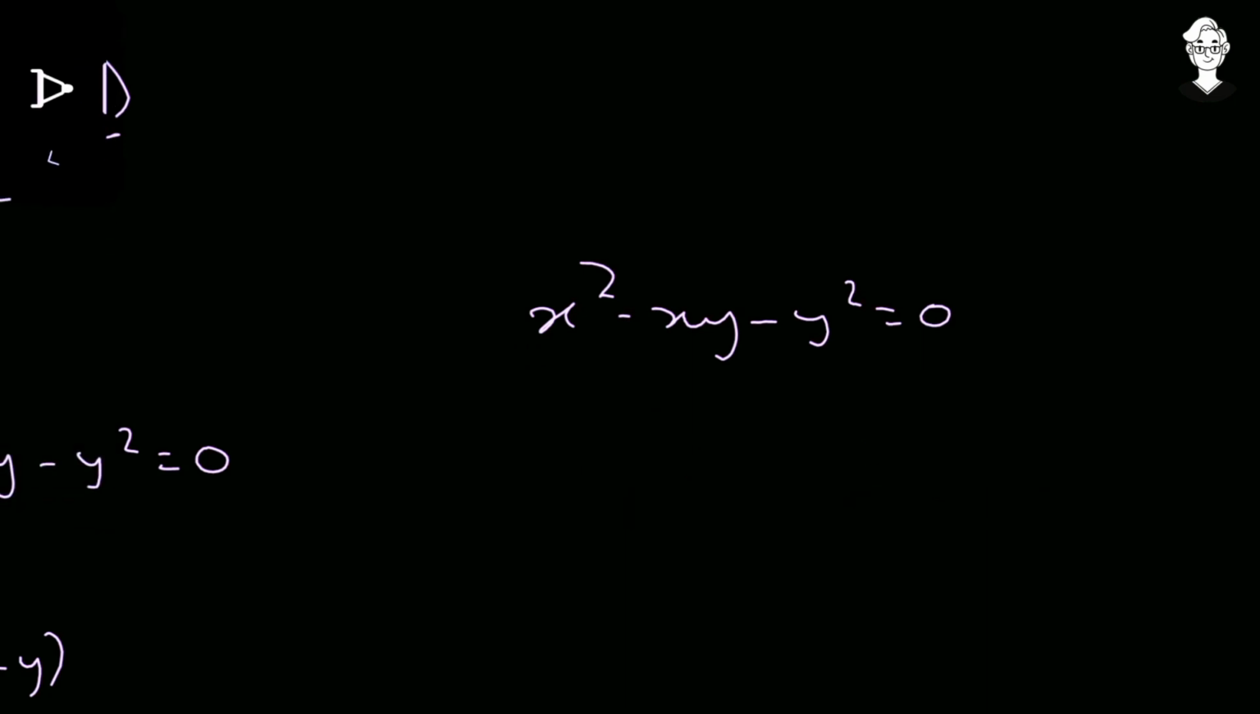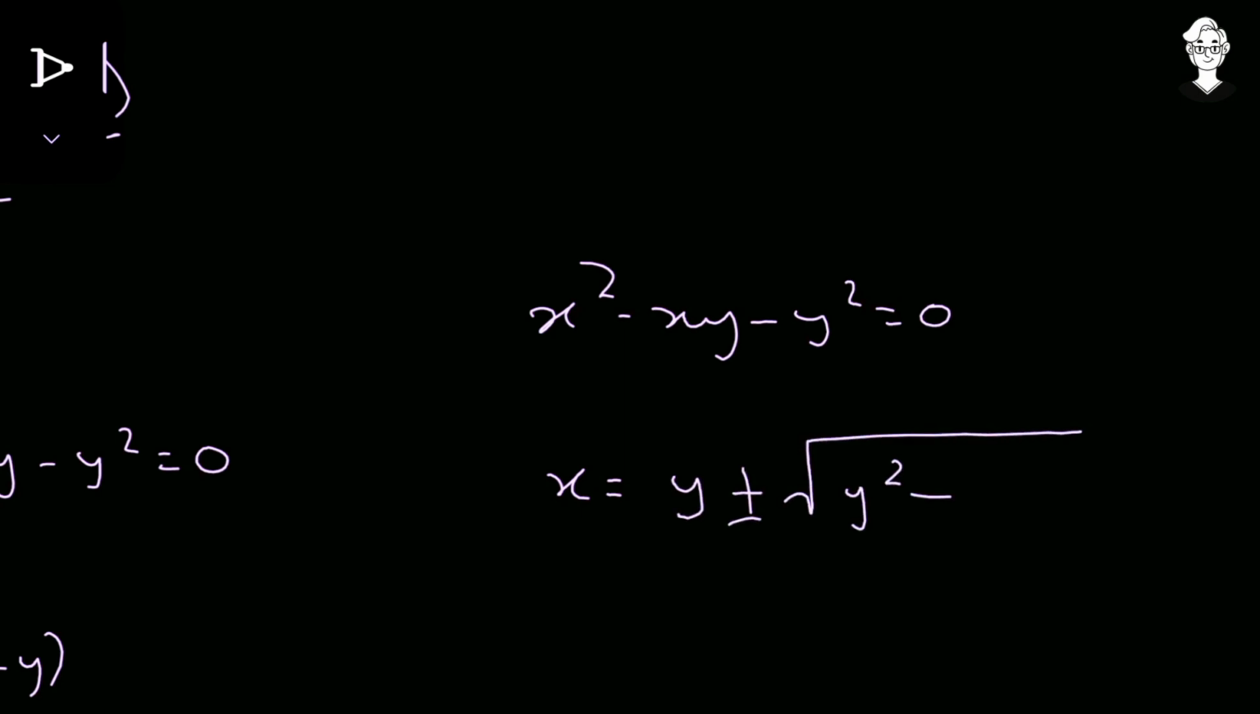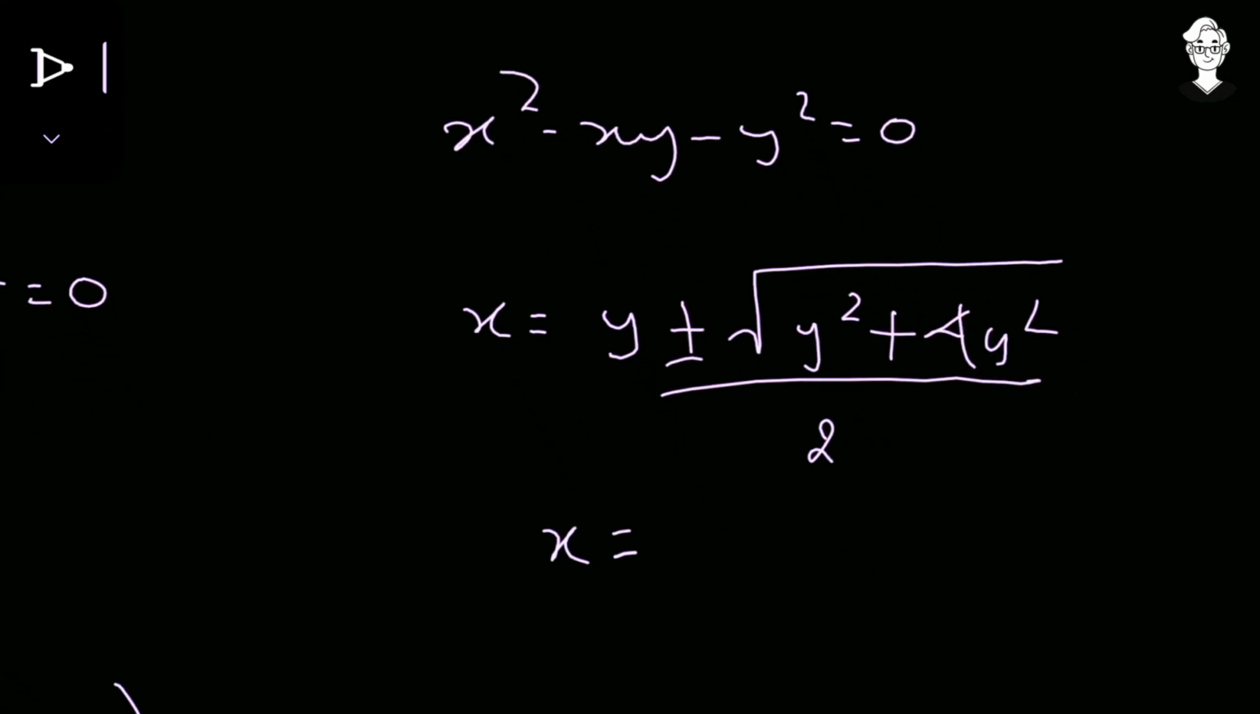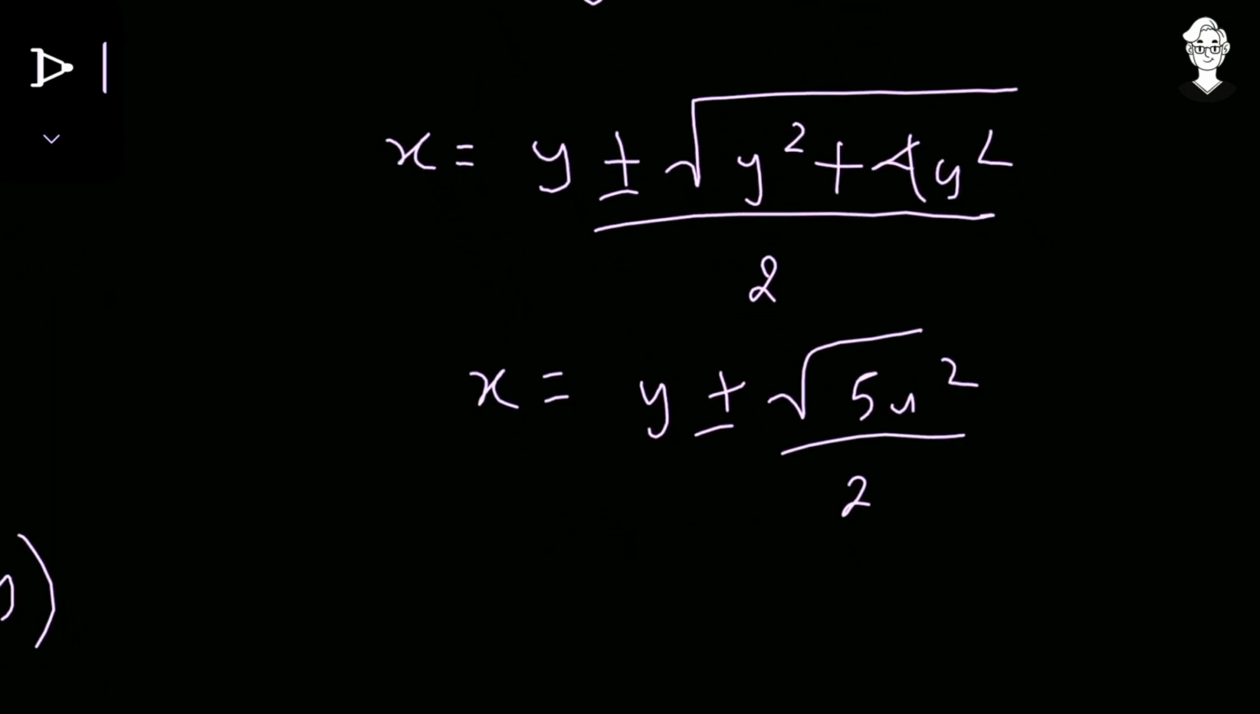So in the quadratic formula, x is equals to negative b, so negative of b over here means negative of y. Negative of negative y is y, plus and minus square root of b square, so y square, minus 4 times of y square, so minus of minus 4 times y square, so plus 4 times y square, and upon 2. So x is equals to y plus or minus square root of 5 times y square, upon 2. So square root of 5 times y square is y square root of 5, upon 2.